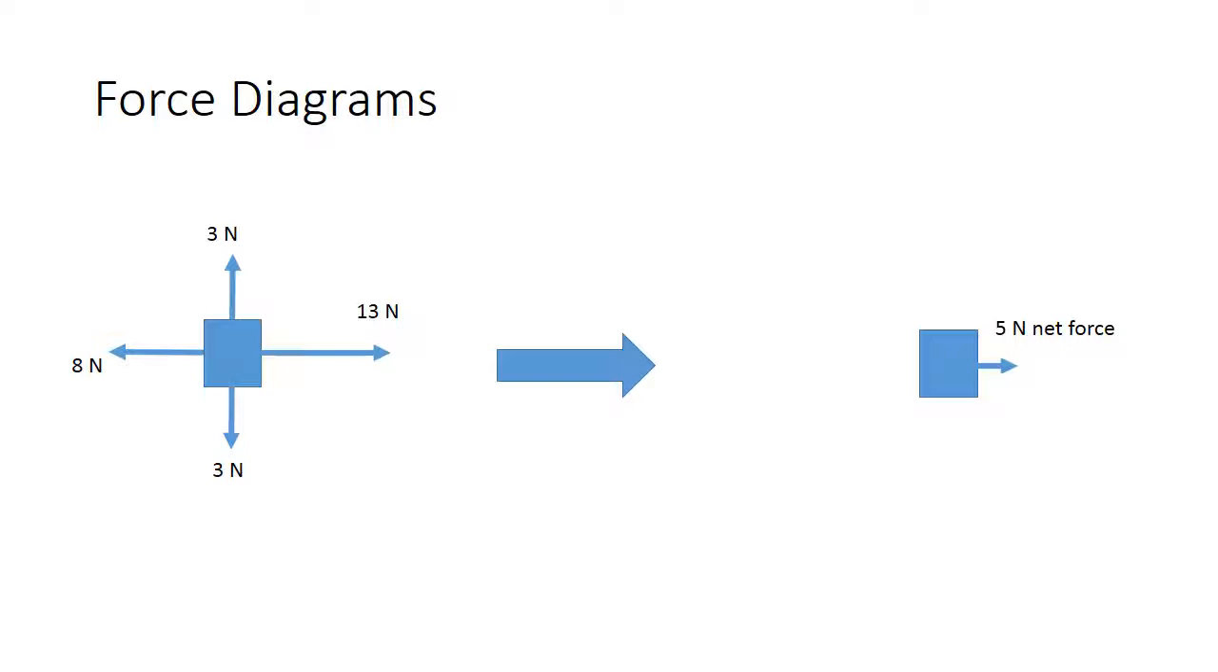5 Newton net force, because the 3 up and the 3 down are going to add up to a net force of 0 vertically. And the 8 to the left and the 13 to the right are going to subtract against one another and give us a net force of 5. So that's going to make our total force of 5 Newton net force. And that's the one we're going to use in F equals ma. Okay. Then we're going to combine them together.